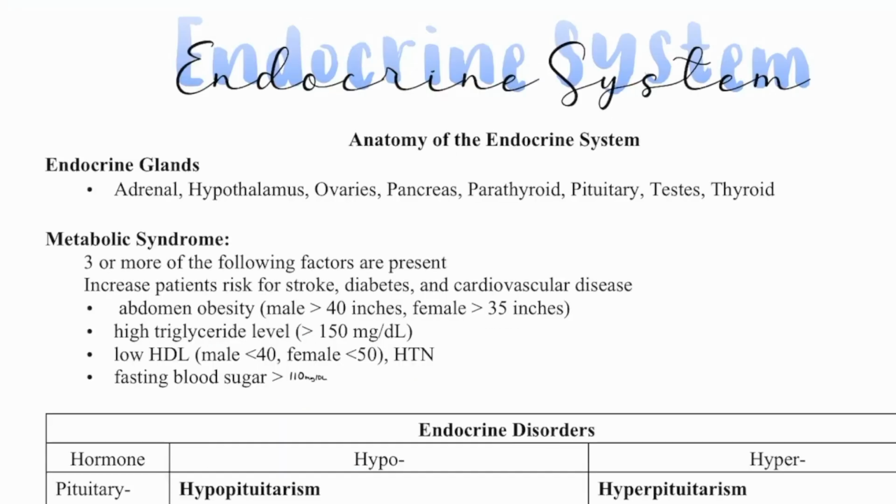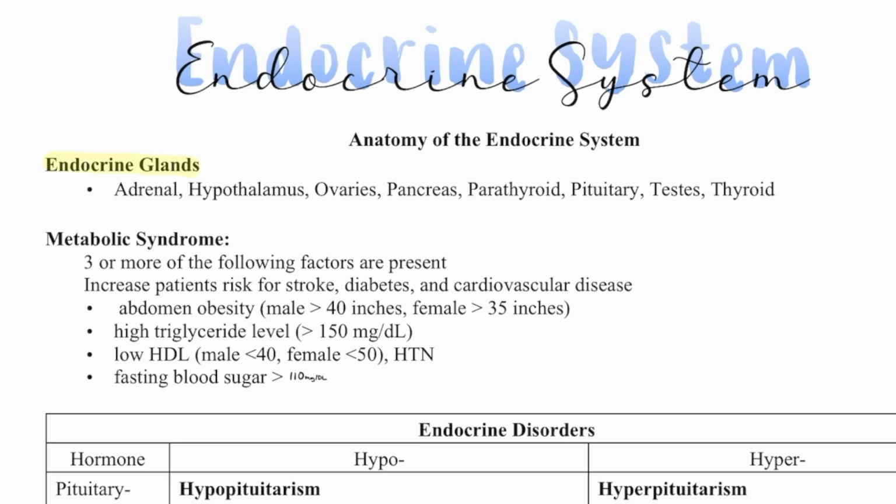So let's talk about the endocrine system. A quick anatomy overview: we have endocrine glands throughout our body, which are our adrenals, hypothalamus, ovaries, pancreas, parathyroid, pituitary, testes, and thyroid.